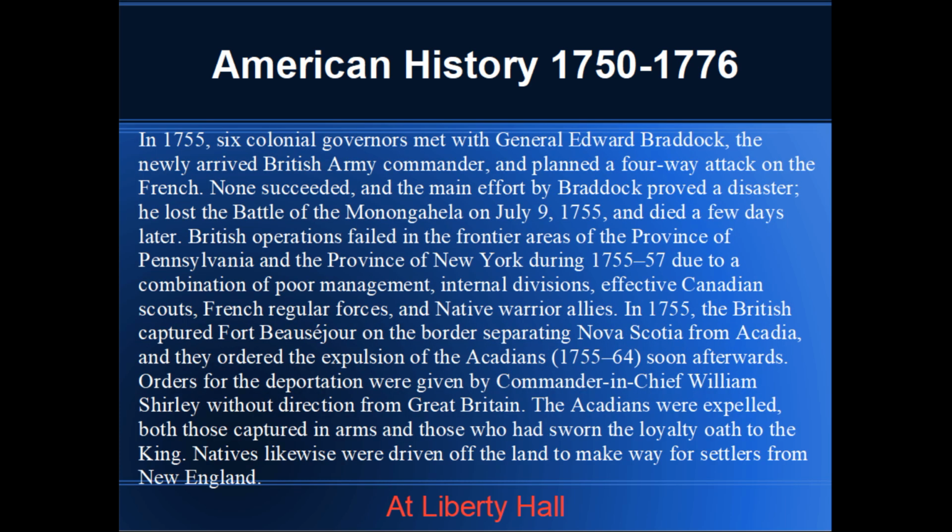In 1755, 6 colonial governors met with General Edward Braddock, the newly arrived British Army commander, and planned a 4-way attack on the French. None succeeded, and the main effort by Braddock proved a disaster. He lost the Battle of the Monongahela on July 9, 1755, and died a few days later. British operations failed in the frontier areas of the province of Pennsylvania and the province of New York during 1755-57, due to a combination of poor management, internal divisions, effective Canadian scouts, French regular forces, and native warrior allies.